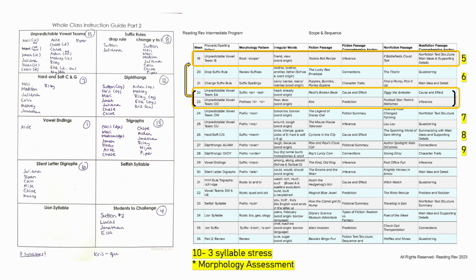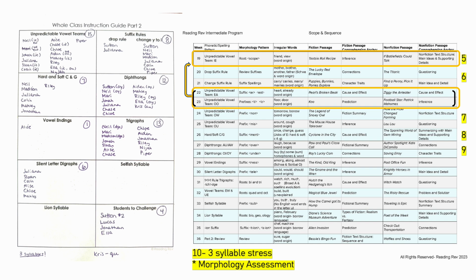Then I'm going to spend week 6 reviewing the other 2 suffix rules. You can see only 2 students missed the drop the E suffix pattern, but I'm going to go ahead and review that because I'm reviewing the other 2, and then I'm going to explicitly teach change Y to I. So that is week 6.